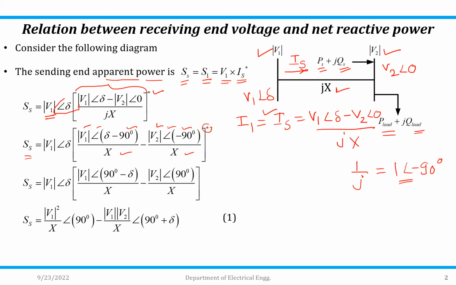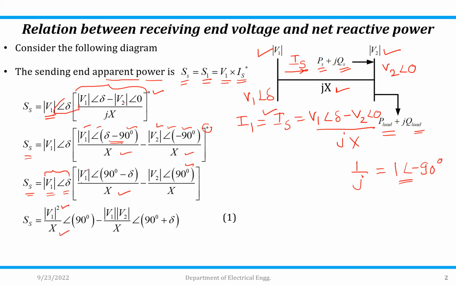Now if I want to remove this complex conjugate, what we have to do is just change the sign of the angle, without changing the magnitude. So SS equals V1 at an angle delta, and the V1 remains as it is. Here, instead of delta minus 90, we write 90 minus delta, upon X. Similarly, for V2 at an angle minus 90 degrees, we write V2 at an angle 90 degrees upon X. If I multiply the term V1 at an angle delta inside, we get V1 into V1, which is V1 square upon X.